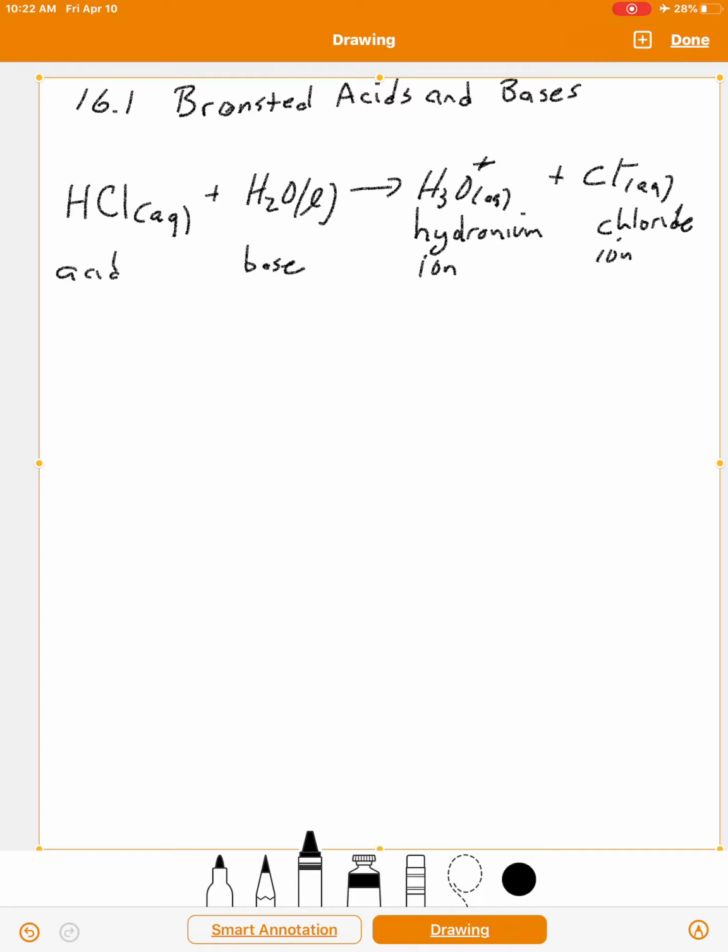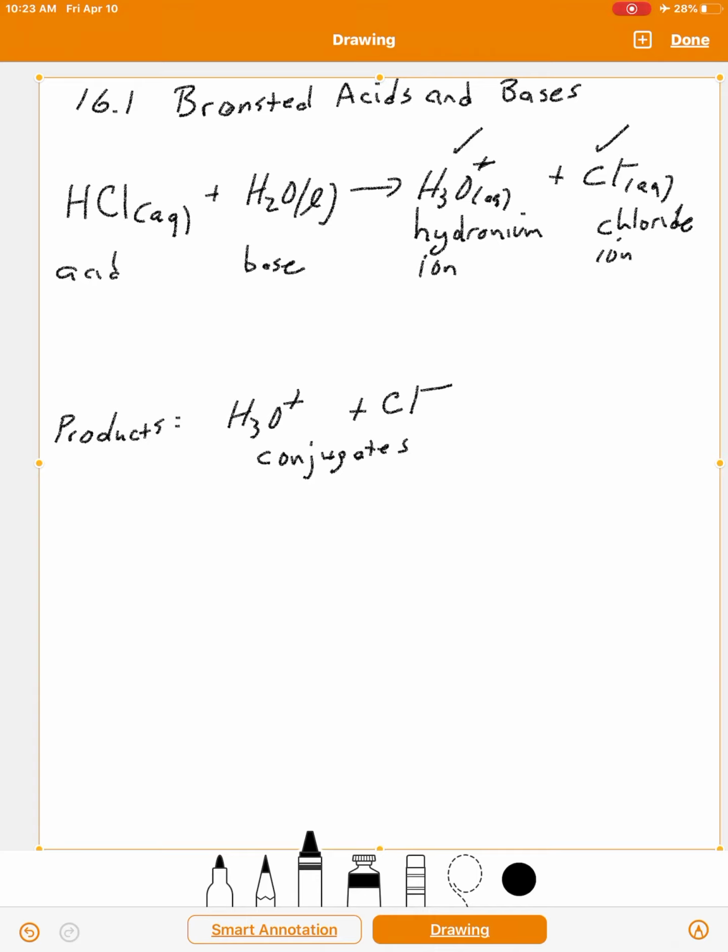Okay. Now what we want to do is identify the products. We're going to give names to the products. The products in this particular reaction are H3O plus and Cl minus. And here's what we're going to do. We're going to call the products conjugates. Okay? They are formed in this process, so they're called conjugates. So this is a conjugate right here, and this is a conjugate here. But we're going to label them as a conjugate acid or a conjugate base.